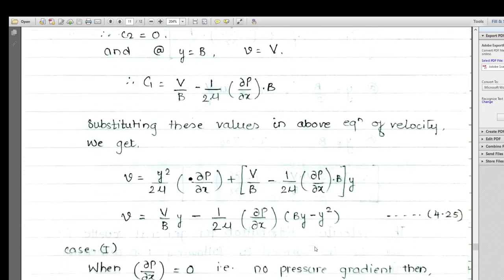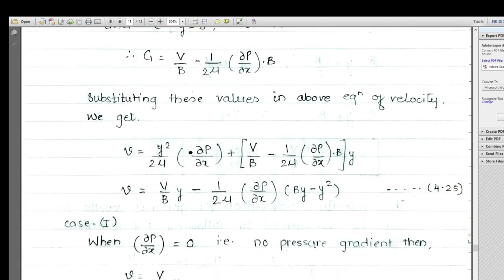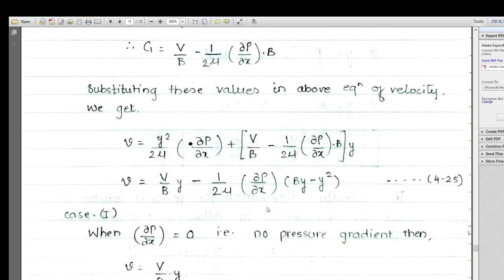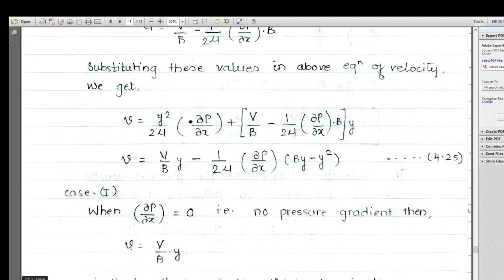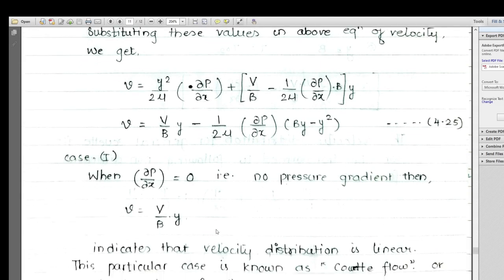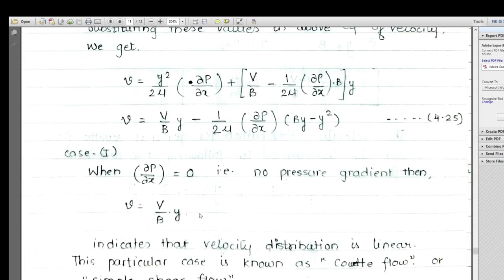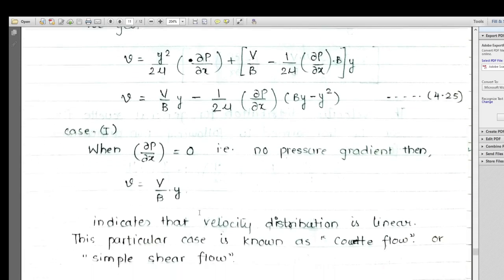Now in case 1, we will see when ∂p/∂x is 0, that is, there is no pressure gradient. So this term will become equal to 0. Therefore, velocity will be V/b into y. What does this equation indicate? This equation indicates that the velocity distribution is linear. This particular case is known as Couette flow or simple shear flow.